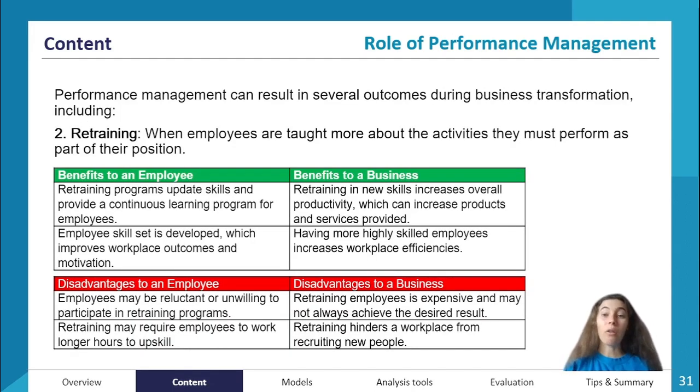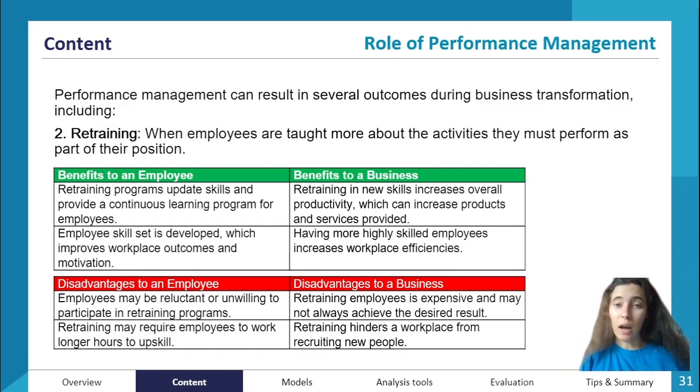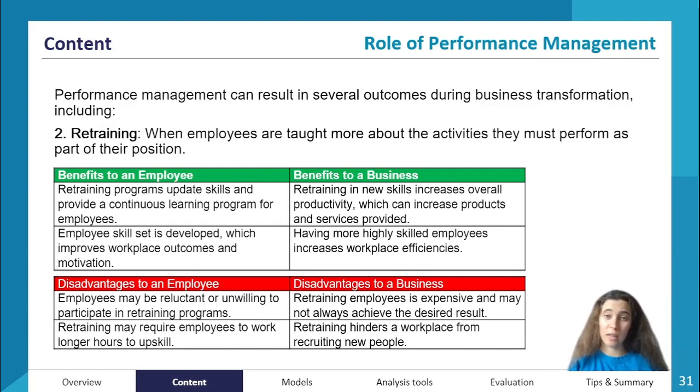Another outcome that could result from business transformation and performance management is retraining. When employees are taught more about the activities they need to perform as part of their job, that is retraining. This could also mean entirely new skills are necessary, or it could be that they just need more training on the existing things that they're already doing. That's going to depend on the business and what's happening in the market.